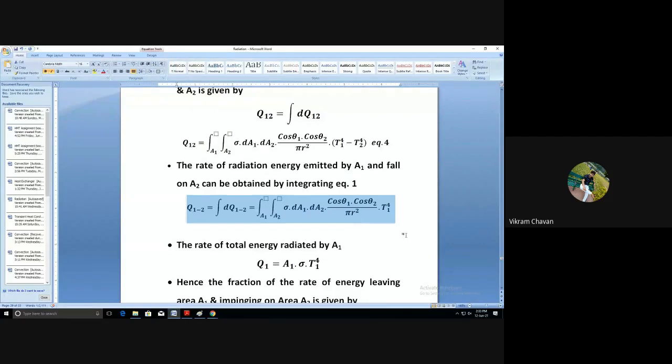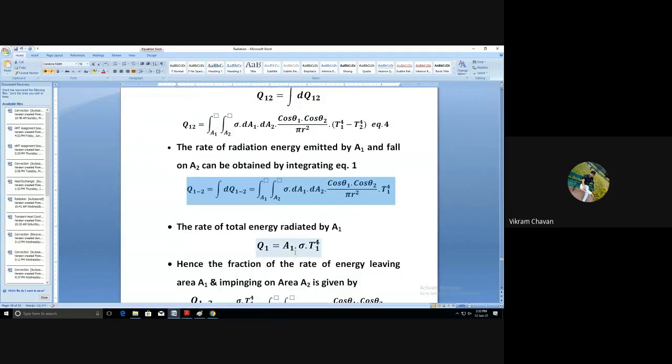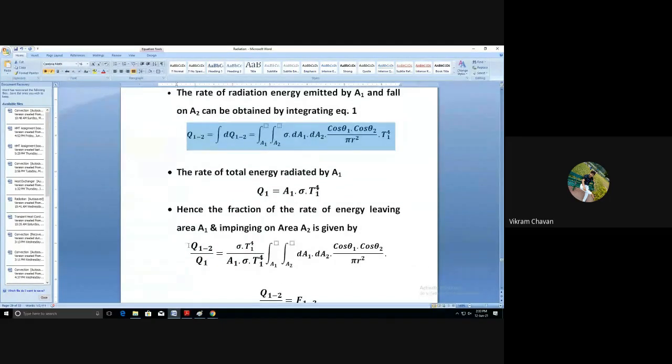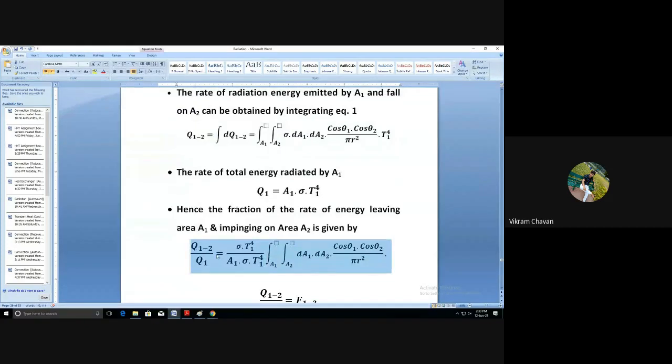ओके, सो फ्रैक्शन, ओके, वी हैव टू कंसीडर फ्रैक्शन. हेंस द फ्रैक्शन ऑफ रेट ऑफ एनर्जी लिविंग एरिया 1 एंड इम्पिंगिंग ऑन एरिया 2 इज गिवन एज. ओके, टोटल सेंड किए हैं, उसमें से इतने दूसरी बॉडी पर इम्पिंग हुए हैं, सो उसका फ्रैक्शन. ओके, टोटल में से कितने इम्पिंज हुए हैं, सो इसका फ्रैक्शन हमें लेना है. So fraction will be in this manner. Fraction means what? The ratio.